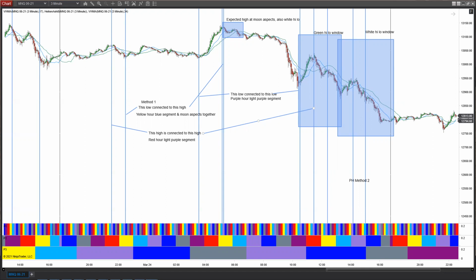So as you can see, I've got the pH chart from yesterday. Now what I've done, I've marked some overnight highs and lows and projected them forward with method 1. So in this case, this high is connected to this high. We're looking at the red and purple period here around 2136. We look for that same period going forward in the trading day, and that projects to this area here, right inside our green high-low window, where we are looking for a new high or low.